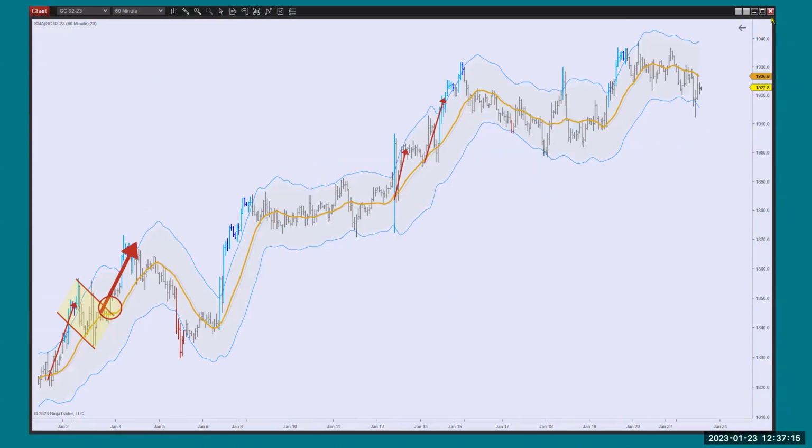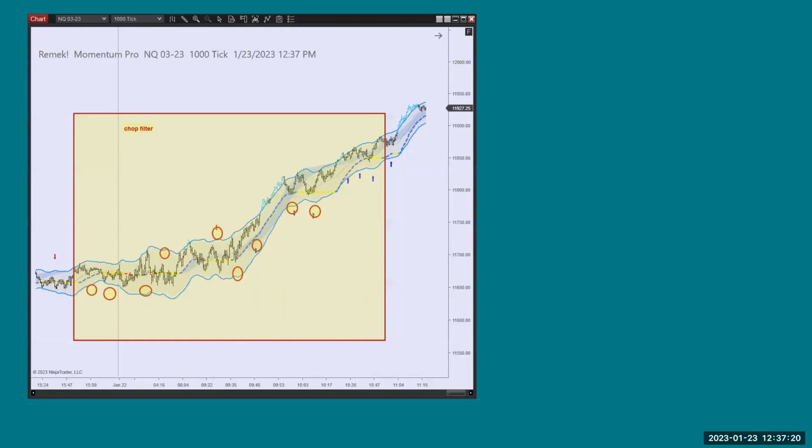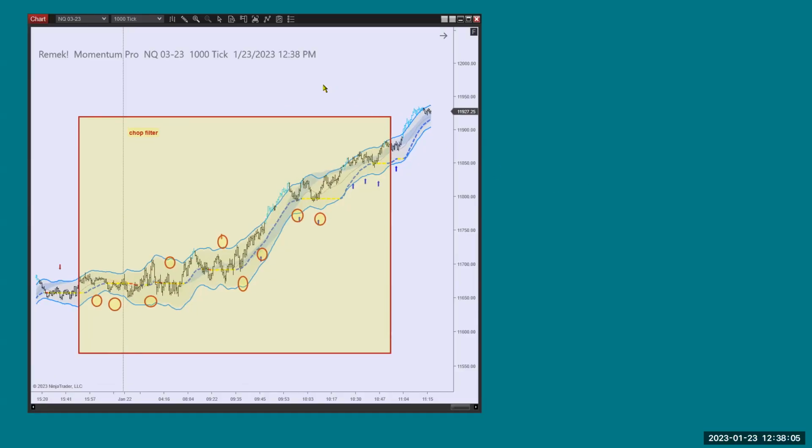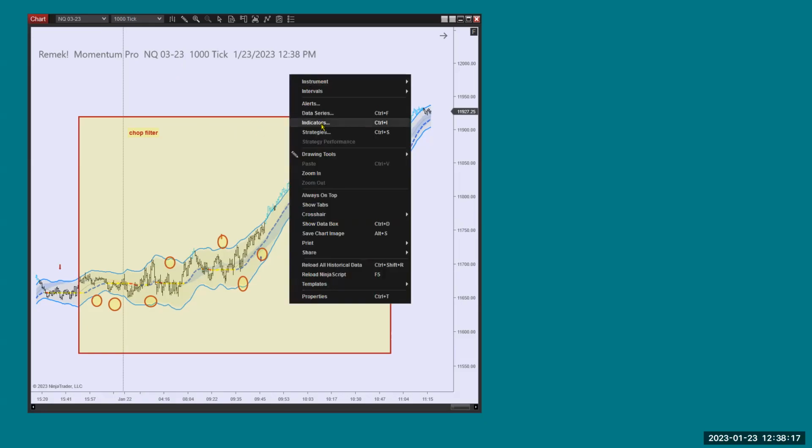So now let's continue and look at some more advanced stuff. And let's start with the chop filter. You can find this written down in the documentation. So if something's not clear, just go to the website, click on user guide, and it's all there. All right, but let's look at it in practice.